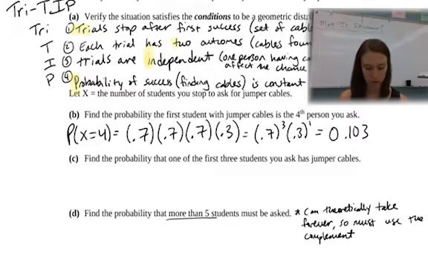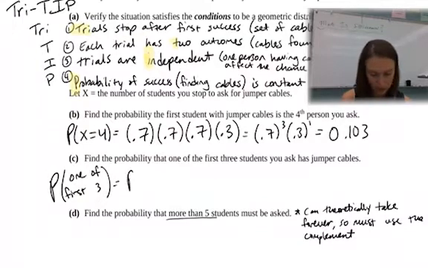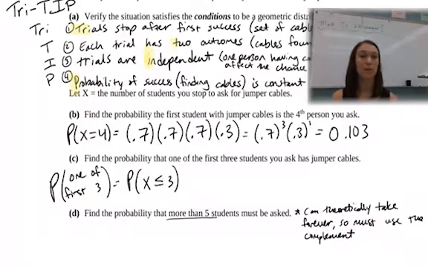Find the probability that one of the first 3 students you ask has jumper cables. So this one's a little trickier. The probability that one of the first 3 has cables is the probability that X is less than or equal to 3. So either the first person has cables, or the second person has cables, or the third person.